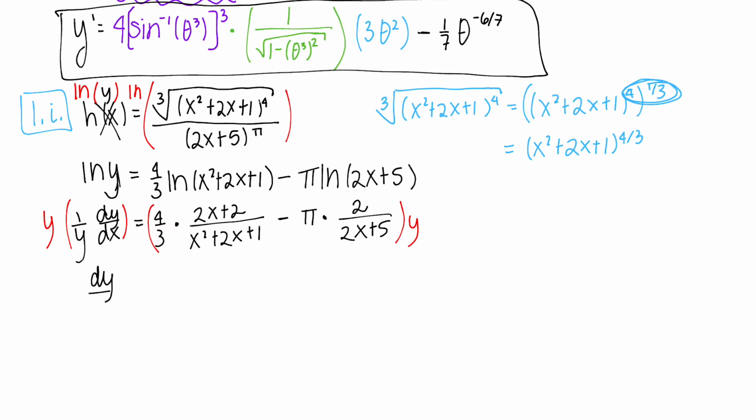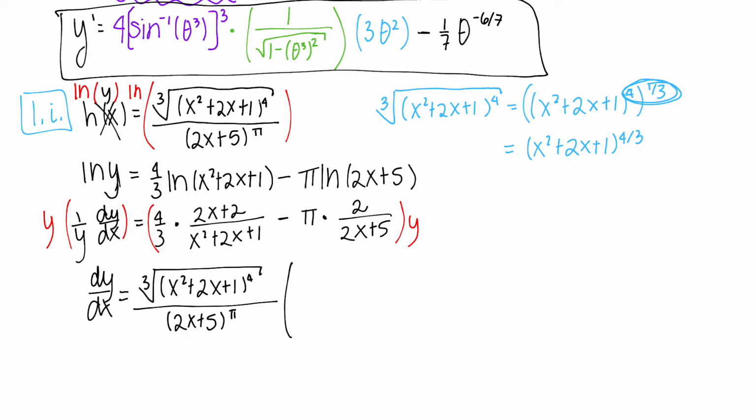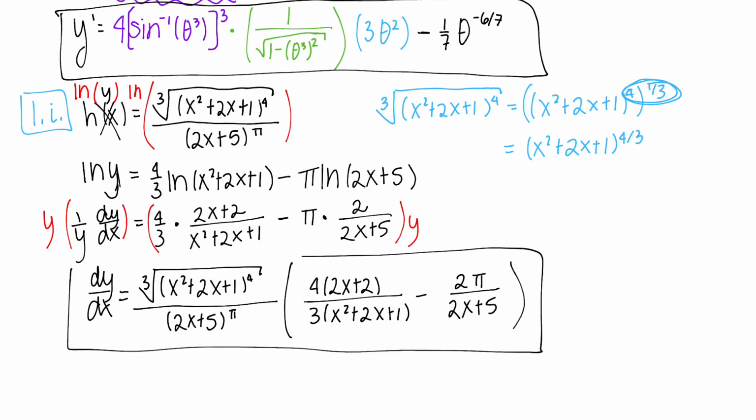So you get dy dx is equal to, I'm going to put the y part first, the cube root of x squared plus 2x plus 1 raised to the 4th power, all over 2x plus 5 raised to the pi. And then this derivative. I'm not going to fully combine the first one together, I'm just going to combine it like this. Don't need to, but a little bit easier. And then I'll make this one 2 pi just because it's less writing. And bam, you got yourself a derivative.